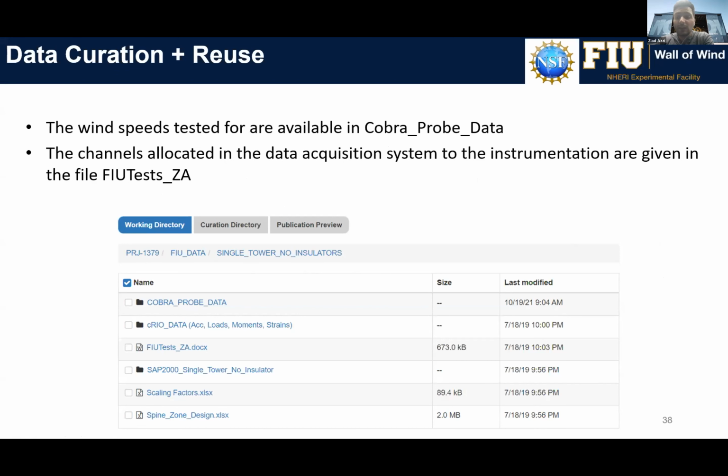And also the wind speeds tested for are available in the Cobra probe data with the actual three-dimensional geometry of where those Cobra probes were located with respect to the model themselves and at which height. And the channels and the allocation of the data acquisition system with respect to which channel goes to which instrument is also given in the FIU tests Excel file.